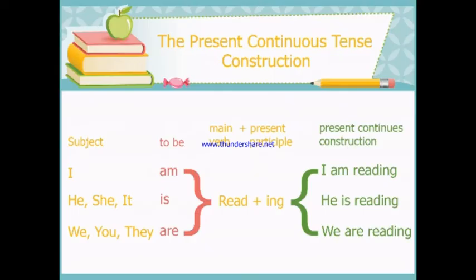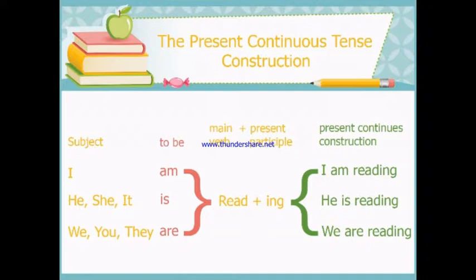The first thing you need to learn about the present continuous tense is how to build it. As you can see on your screens, this is the construction. Something that you already know: subject, I, he, she, it, we, you, they, and a verb to be. Am, is, are. So I am, you are, he, she, it is, we are, you are, they are. That's something you already know.